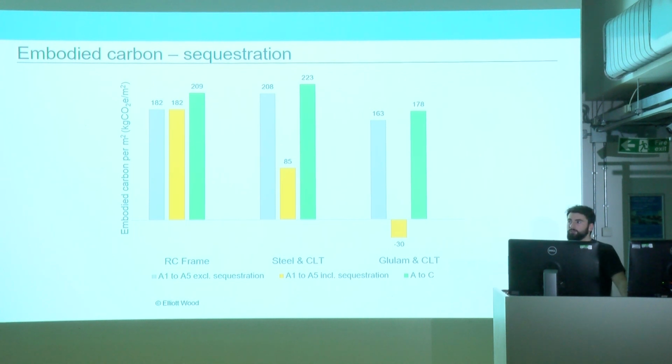But that's not the end of it all. The objective at the moment is to save carbon now, and by using CLT, using timber as a structural material, you're going to have those carbon savings now because more trees are going to have to be planted. They're going to take more out of the atmosphere.